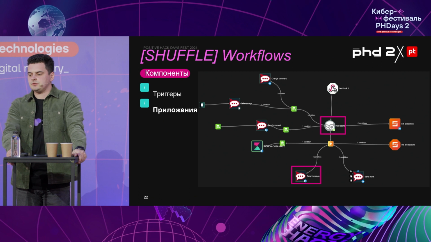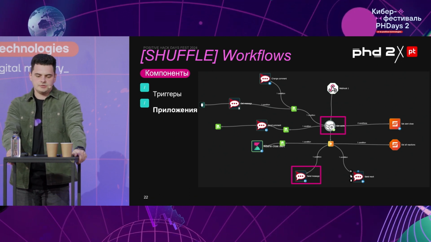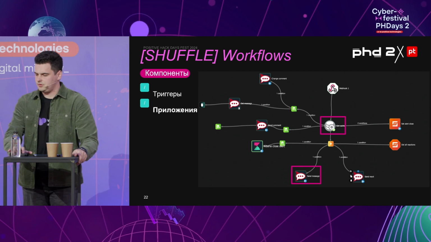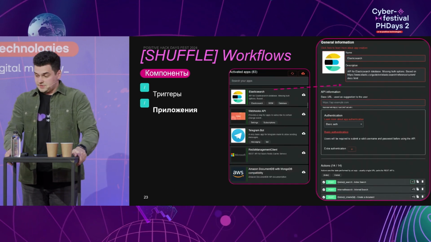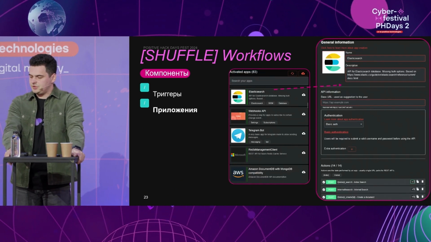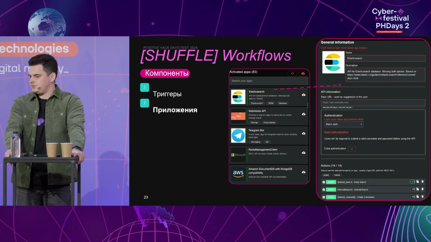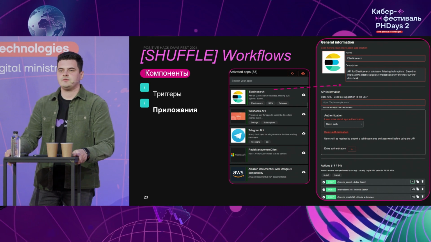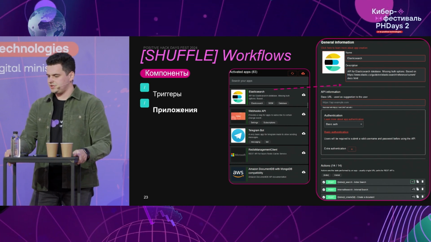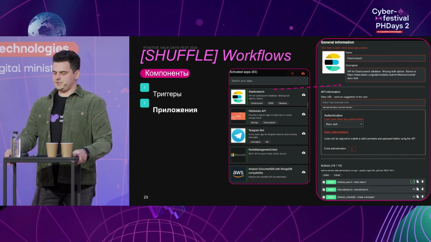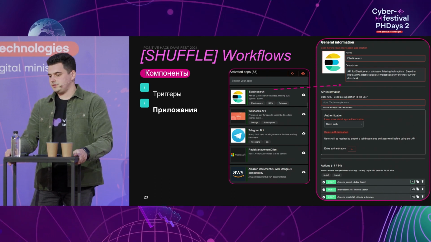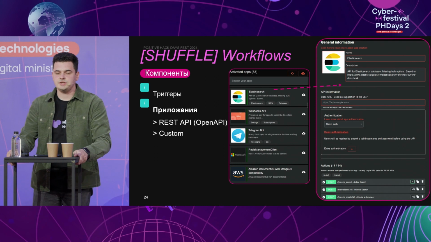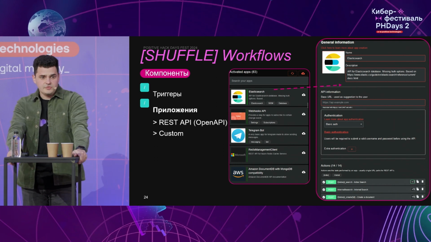Okay, the next component of the workflow is apps or connectors or integrators or whatever you call them. This slide shows an interface in some detail. So Shuffle out of the box gives you more than 100 tested apps, and you can also add some of your own. And we'll talk about the types of apps they have.